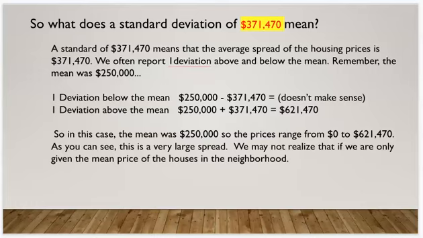One standard deviation above the mean would give us $621,470. So in this case, the mean was $250,000, so the prices ranged from 0 to $621,470 within one standard deviation. That's a very large spread. We may not realize that if we're only given the mean price of houses in the neighborhood.